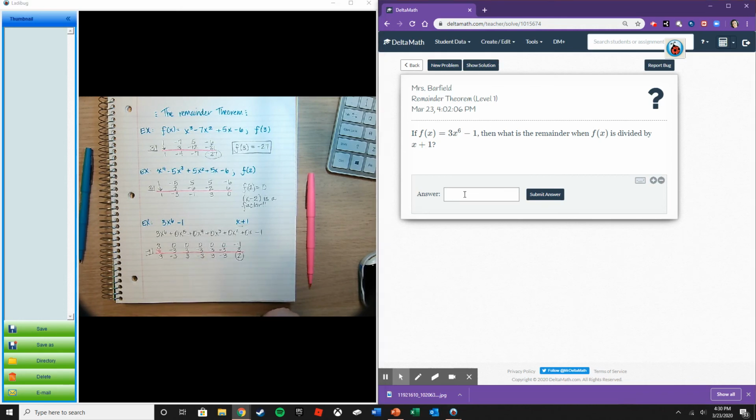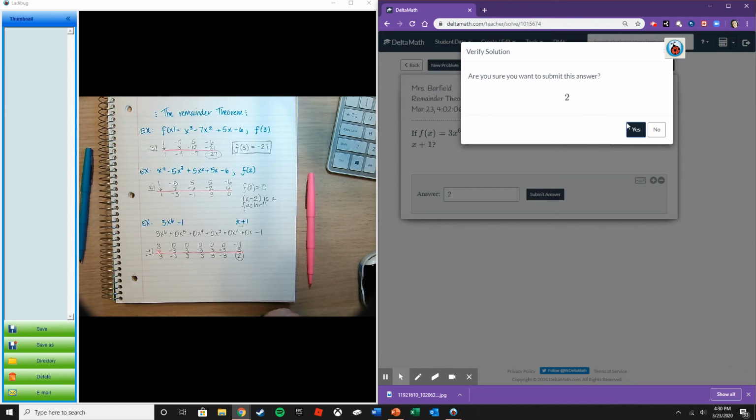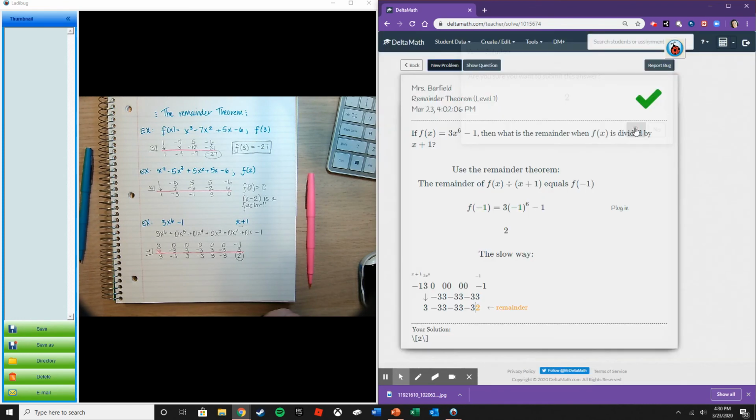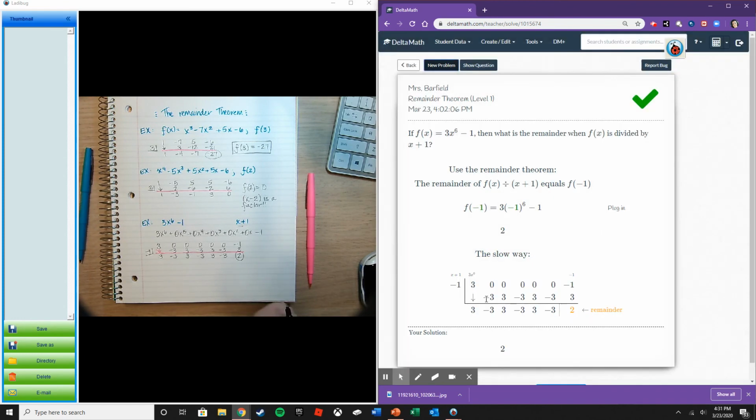So let's see if I got it right because I did that kind of fast. So my remainder is 2. So I'm going to submit my answer. We're going to cross our fingers and hope I'm correct. Yes. Okay. And you can see here they've worked it out for you, or they've plugged it in.